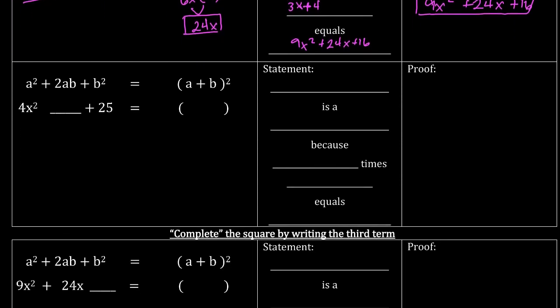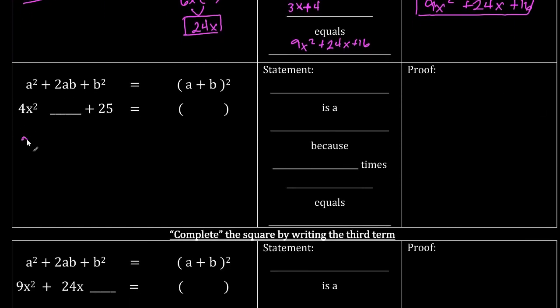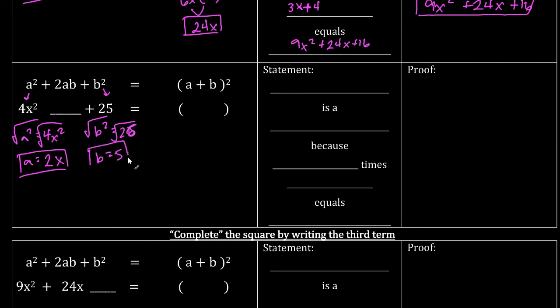Okay, let's try this one. So a squared, remember, is 4x squared. To get a, we take the square root. 2 times 2 is 4, so it's 2. x times x is x squared, so a is 2x. Don't forget that we know b squared. b squared is 25, square root, we get b is 5.